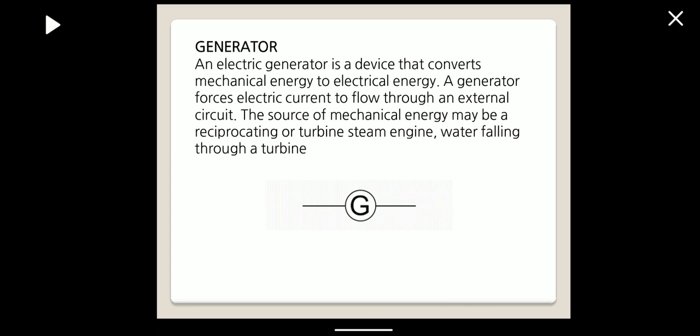The next symbol is for the generator. The electrical generator is a device that converts mechanical energy into electrical energy. A generator forces electrical current to flow through an external circuit, where the source of mechanical energy may be a reciprocating or turbine steam engine, or water falling through a turbine.